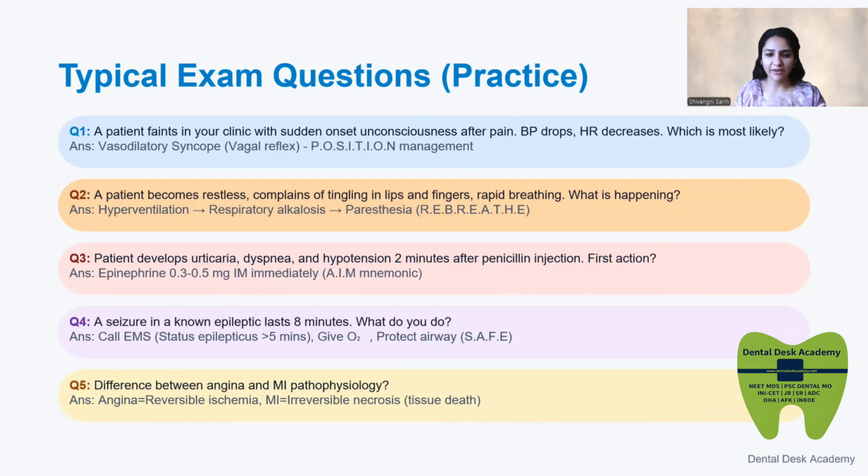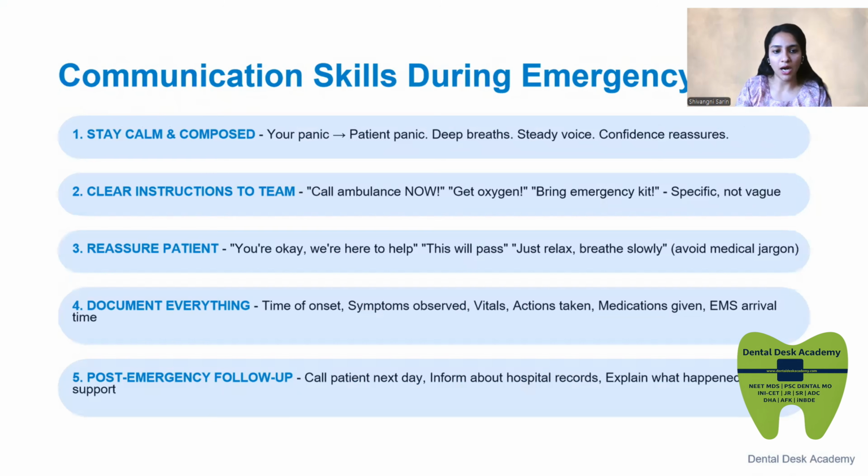The patient has become very restless. There is tingling in the lips. He's having that pins and needles sensation. That means hypocapnia has occurred. Respiratory alkalosis is there. So hyperventilation is happening. About syncope, we have discussed syncope in detail. So you can again pause this slide. Various viva questions, management, the exact dose can be asked.